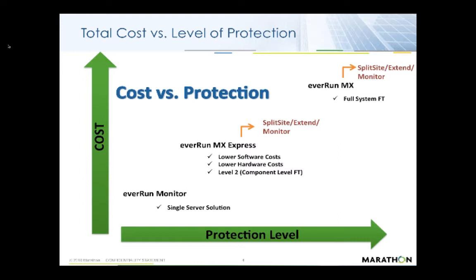However, we still have the option of adding those availability add-ons in the form of Split Site, Extend, or Everrun Monitor to be able to add proactive availability management, DR, or geographical or site-wide failure insulation to that solution. But we're giving up full system FT for component level fault tolerance, which I described earlier. So again, there's a solution there for our customers, whether it be at the MX Enterprise full system FT level down to the MX Express level.